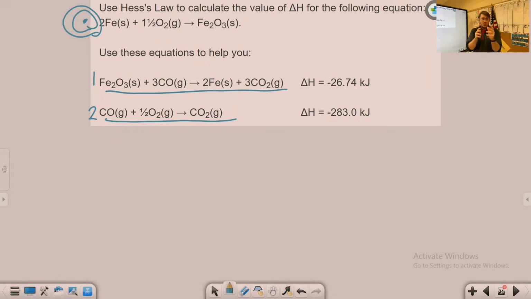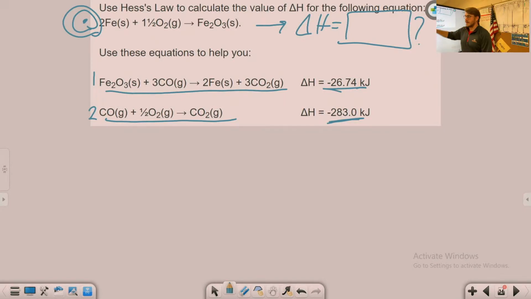Whatever we do to manipulate these two given reactions, we're going to also do to the given reactions' heats, and then add those heats together too to provide the delta H of this reaction, which is not provided, right? This is the whole strategy of Hess's Law, that we can use two reactions to find a third.